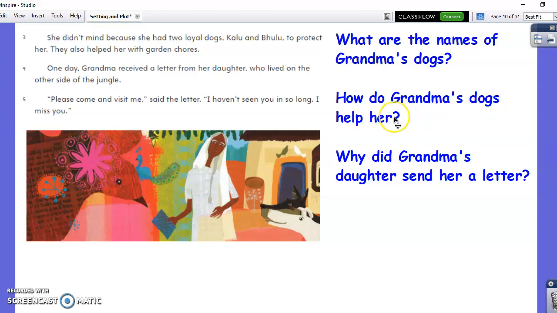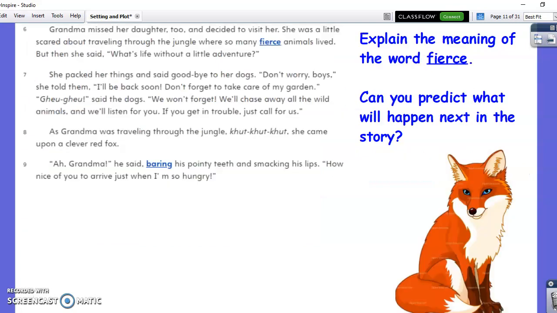How do Grandma's dogs help her? Why did Grandma's daughter send her a letter? And these questions that I'm asking are not something you have to answer now. It's just things I want you to keep in mind because these are questions that will be on the quiz that you're going to take after this.